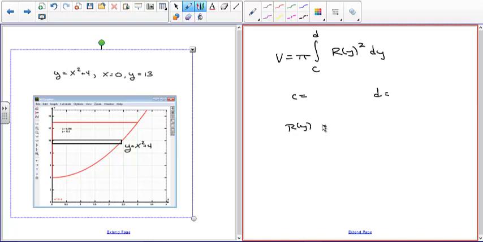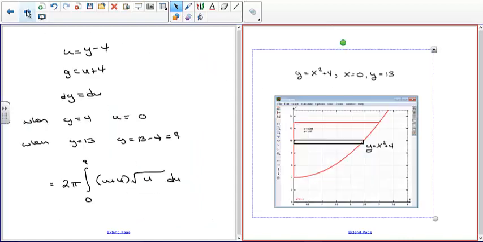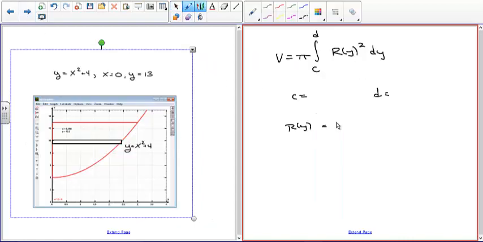So if we go back to our previous problem, we found out that this red curve here was x equals the square root of y minus 4. So that's r of y. So we have the square root of y minus 4, and the limits are from 4 to 13.